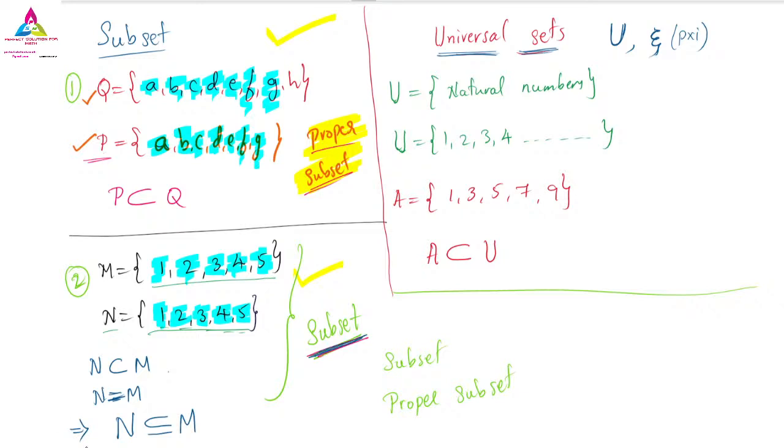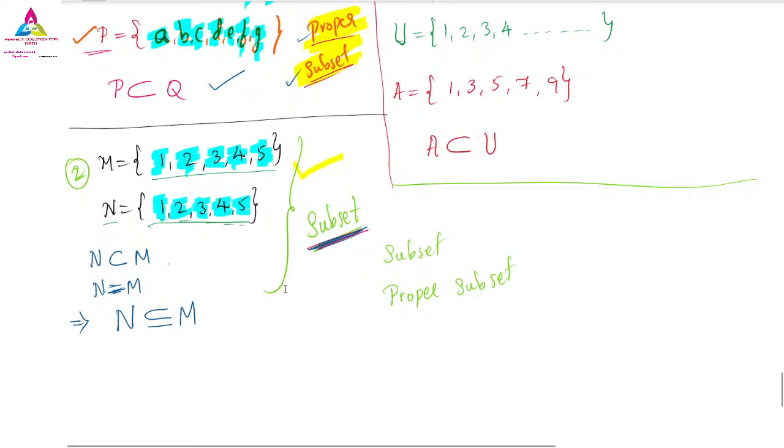So it is called a subset, not a proper subset. But the first one we will call a subset also, and a proper subset also. We will not make a big difference between the subset and the proper subset. Therefore, if you say P is a subset of Q, then it is correct. If you say P is a proper subset of Q, then also it is correct, because we will not use the proper subset concept in day-to-day life or anywhere.